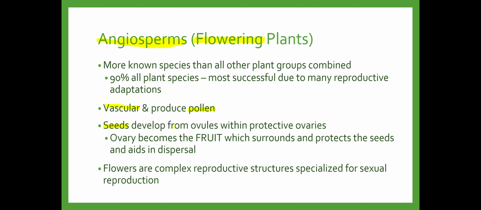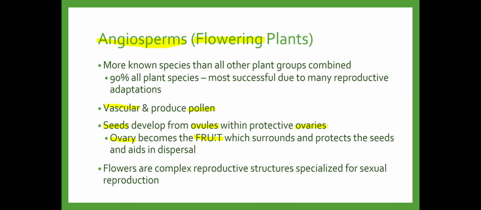All right, they also have extra protection around their seeds. So the seeds develop from ovules, which are inside of ovaries. And the ovary is actually what becomes the fruit of the plant. So not only do the angiosperms have flowers, but they also produce fruits.